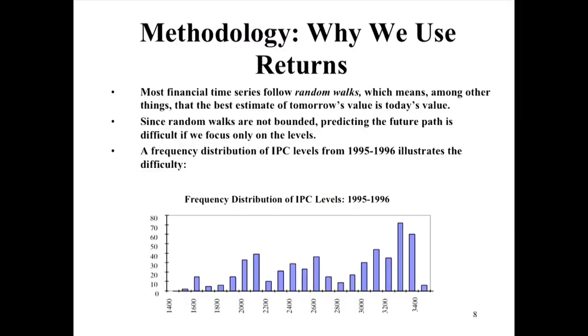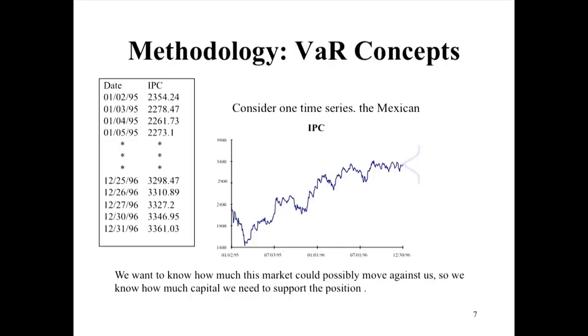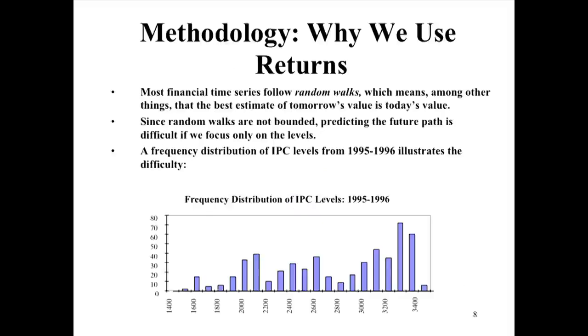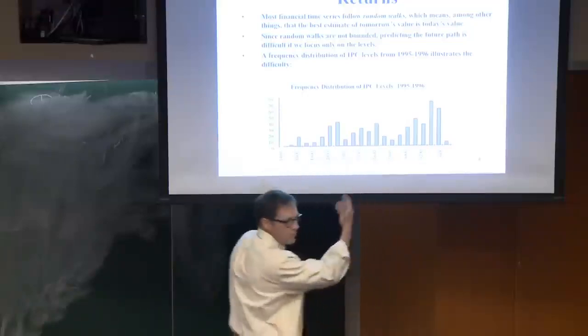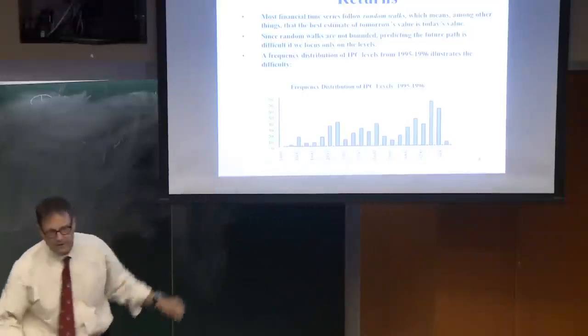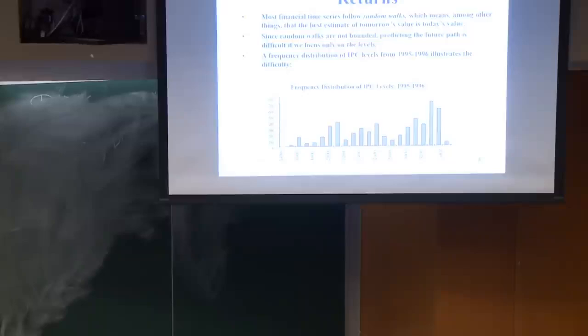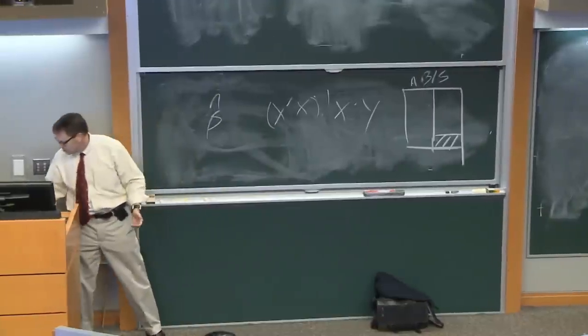All right, so if I do a frequency distribution of this time series, I just say, show me the frequency with which this thing shows up. I get this thing. It's kind of trimodal. It's all over the place. It doesn't tell me anything. If I look at the relative frequency distribution of the levels themselves, I don't get a whole lot of intuition.